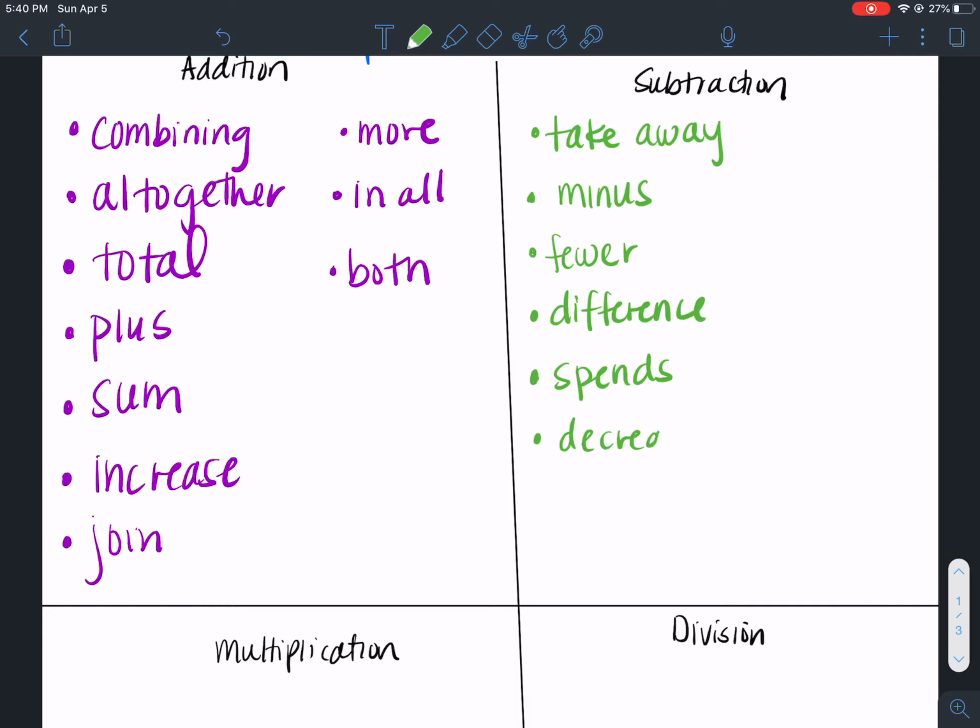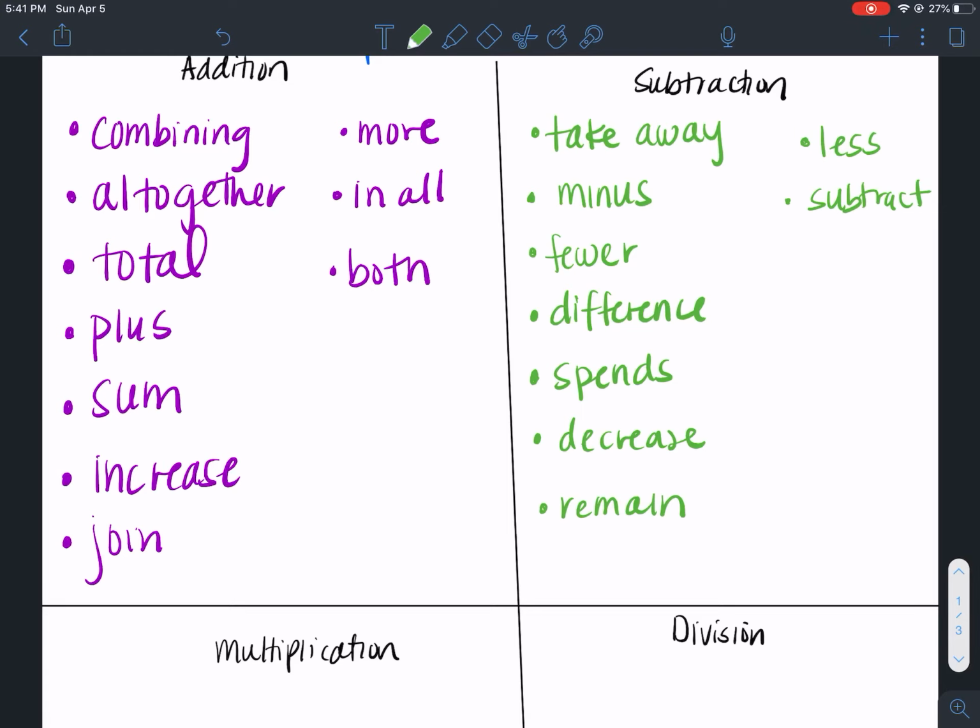Decrease. Okay, so increase is addition, so then decrease has to be subtraction. I have fewer, remain. If I'm telling you this many remain, well, you need to subtract to see how much you started with, or how much we're taking away. Spends, difference, fewer is less. Those are some of the ones that you see the most often. Subtract, right? If I were to tell you, subtract this amount, you're going to be subtracting.